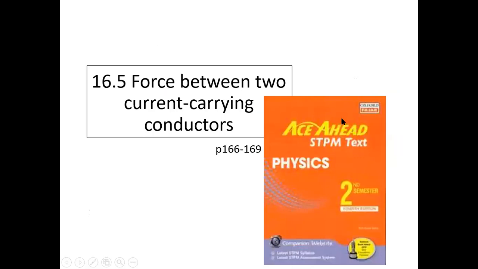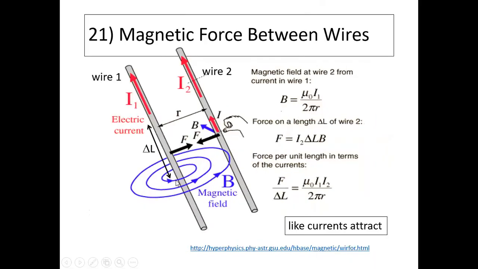Okay, so if you have the book, this is the book that we are using. You can turn to page 166 to 169. Force between current carrying conductors. Okay, basically, it's summarized for you in this picture. This conductor has a field around it, given by this formula.